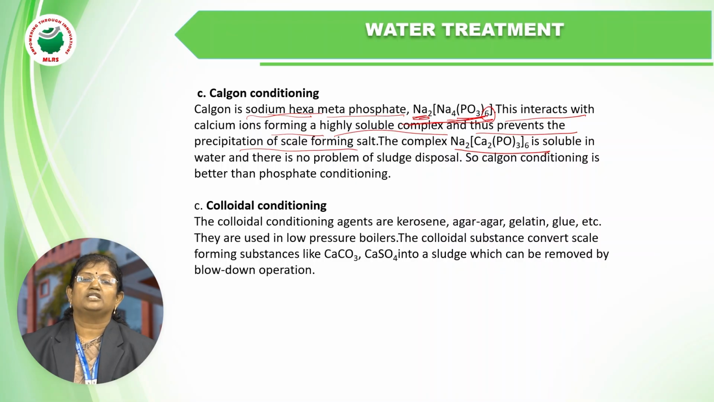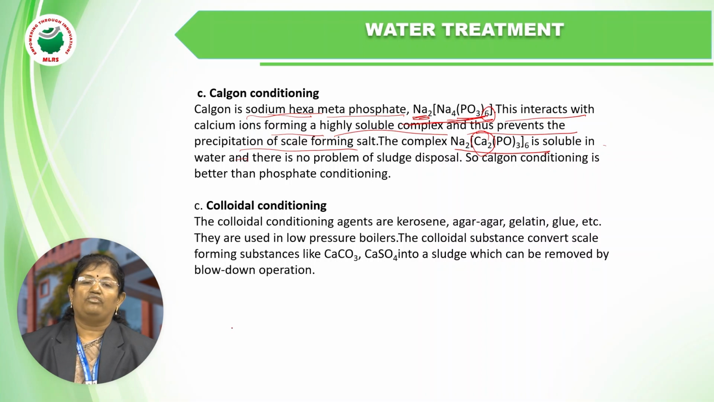Suppose, for example, calcium sulfate is present in the water. In that case, it has a high affinity to react with the calcium. That is, the sodium is replaced with the calcium. In this way, it will remove the hardness. So it will form Na2Ca2(PO3)6, which is soluble in the water.